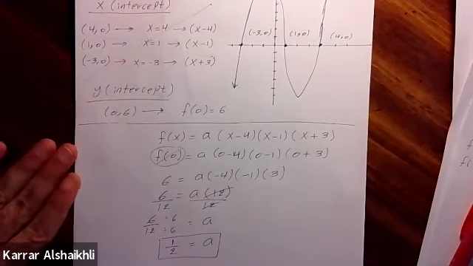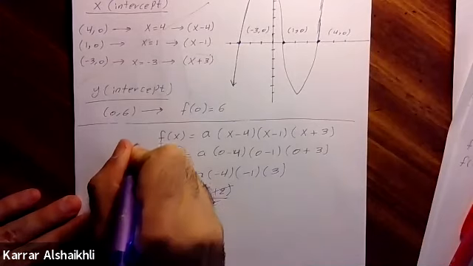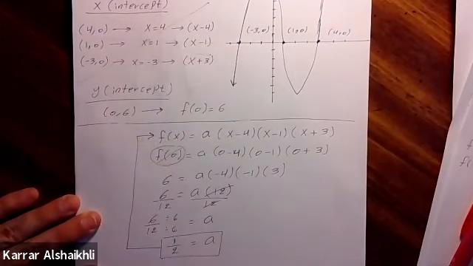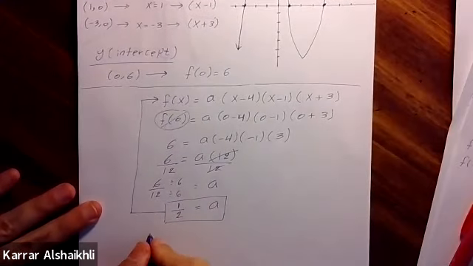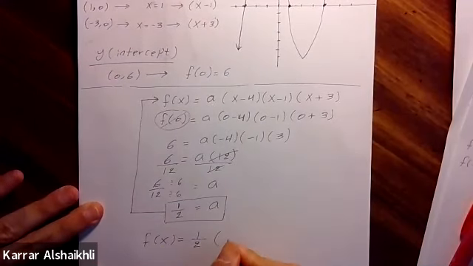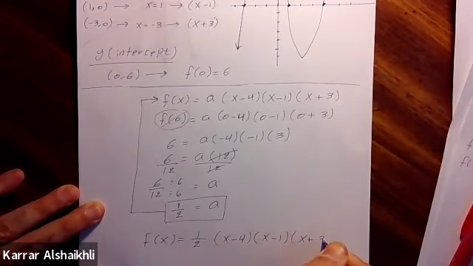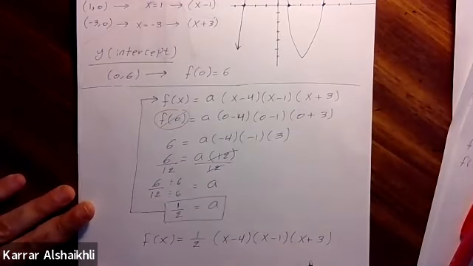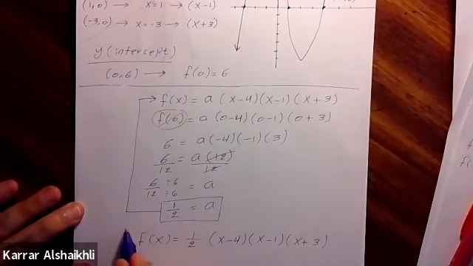Now check what I'm going to do. I'm going to bring back the a here. So I'm going to say f(x) equals, how much is the a? The a is 1 over 2, times (x minus 4)(x minus 1)(x plus 3). So here is the polynomial function. Here is the solution.